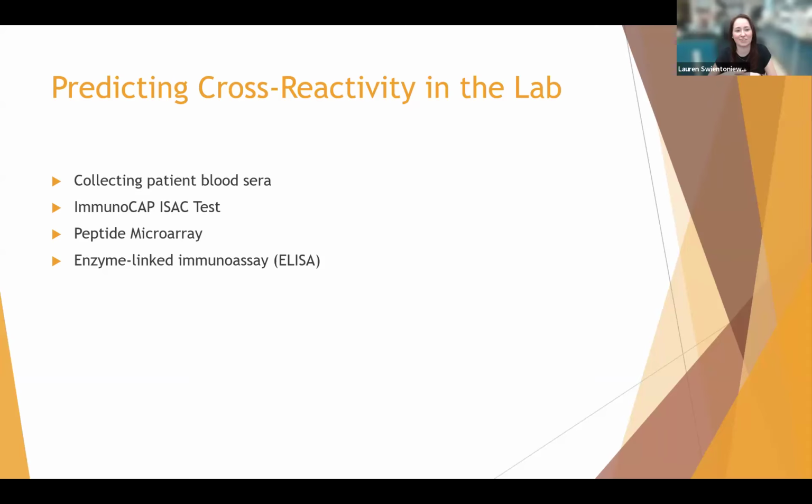I also use something called an ImmunoCAP ISAC test. This is looking at different proteins in their folded form on a chip, and we apply the patient sera through their blood on this chip, and you get a readout of different allergens that you have binding to. We also use something called a peptide microarray, and I'll go into more details with all of these. This looks at the linear, or the straight, sequence of your peptides. And then finally, something called an ELISA, which is an enzyme-linked immunoassay.